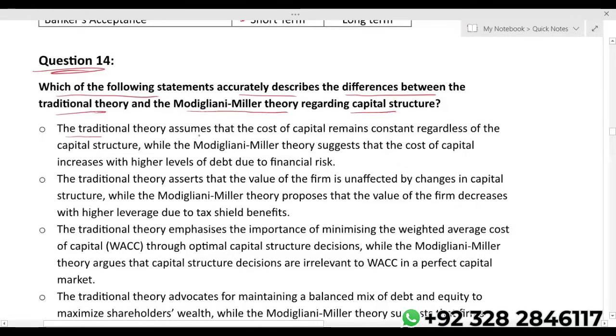Let's see. The traditional theory assumes that the cost of capital remains constant. No. If you recall, under the traditional theory, when you start increasing debt, your WACC will keep reducing. The traditional theory asserts that the value of the firm is unaffected by changes in capital structure. No. It is the no-tax world which says that capital structure is irrelevant, that the value of your company will be the same whether there's gearing in your company or not. It is not the traditional theory.